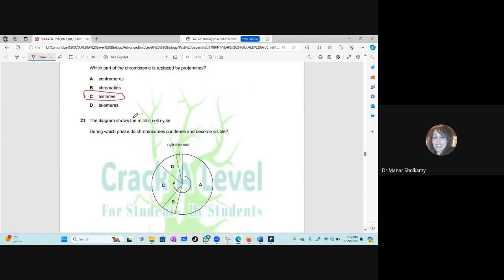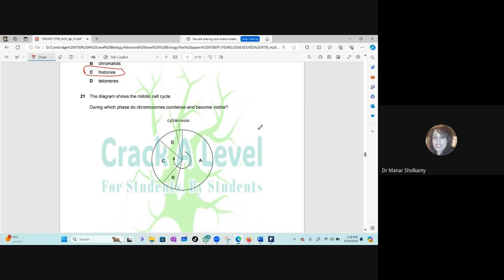Okay, they're just playing around with words. The diagram shows the mitotic cell cycle. During which phase do chromosomes condense and become visible? A or B or C or D? And they're telling you that this small part here is cytokinesis. So condense and become visible, it's prophase. Correct. So A, not the interphase. The chromosomes condense and become visible in prophase.